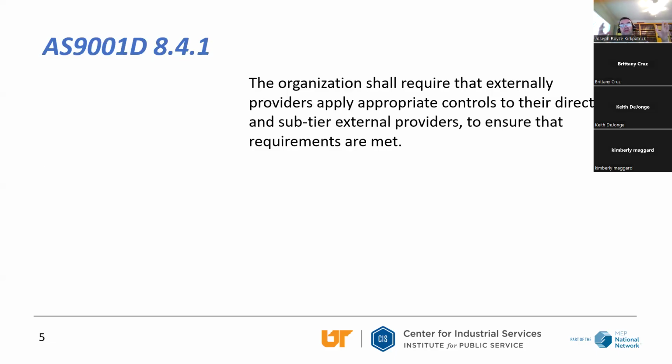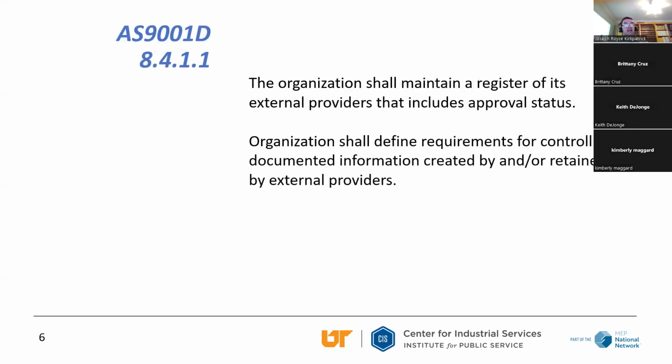AS has a little bit more additional requirements, but they simply state that you have to require that external providers apply appropriate controls to their suppliers, their direct suppliers and their sub-tier suppliers, to ensure that requirements are met. So they need to roll down all requirements throughout the supply chain to the point of origin, which makes sense, and all companies should be doing that anyway. AS also requires you to maintain a register of its external providers. That includes the status of approval, be it approved or temporarily approved or not going to be approved.